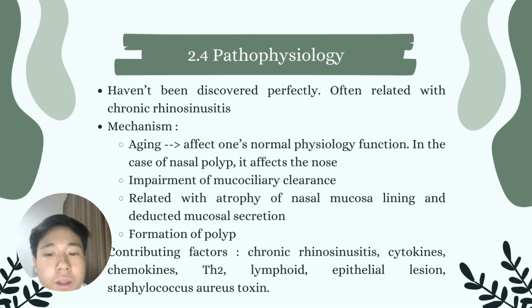Also, in patients with impaired immunity, higher eosinophil levels in nasal polyps are found when they are infected by Staphylococcus aureus. Contributing factors are impairment in the normal function of the airway epithelium, which includes increased pro-inflammatory cytokine levels, chemokines, stimulation of T helper 2, devoid epithelial lesion, Staphylococcus aureus toxins, and autoimmune antibodies.